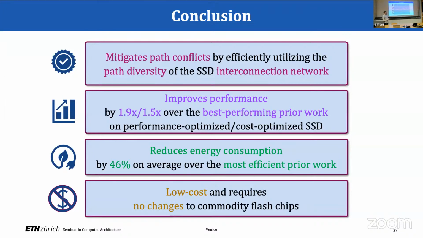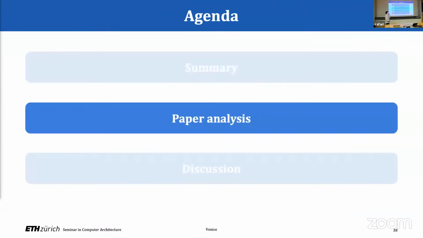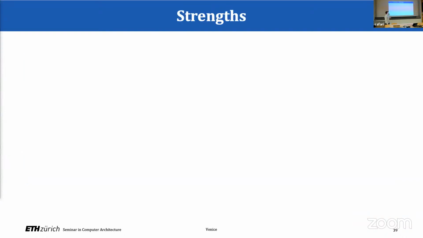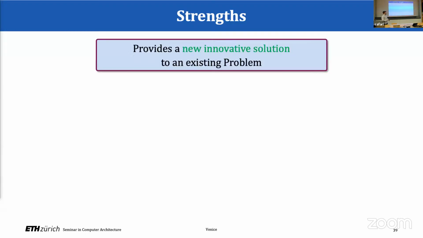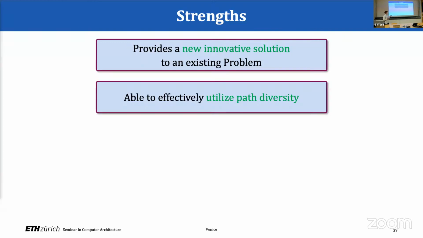So now, having talked about the summary of the paper, I would like to head on with the paper analysis. So I will start with the strengths of the paper. Path conflicts have been addressed before with prior approaches. We have seen them before, but no prior approach has really been able to utilize path diversity. Therefore, the paper provides a solution to an existing problem, which is really good in mitigating those path conflicts, and does so by effectively utilizing path diversity, which hasn't been fully addressed before by prior work.